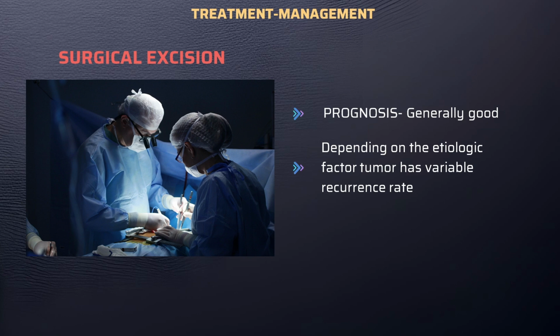Management of atrial myxoma is primarily surgical excision, as this prevents complications like obstruction, embolism, or even heart failure. Prognosis is generally good after surgery. The recurrence rate can vary, so sporadic cases usually have a low recurrence rate, but familial cases, for example, Carney syndrome, may lead to a higher recurrence rate. So, in short, surgery is the main treatment, and the outlook is generally positive, though recurrence can depend on the underlying cause.